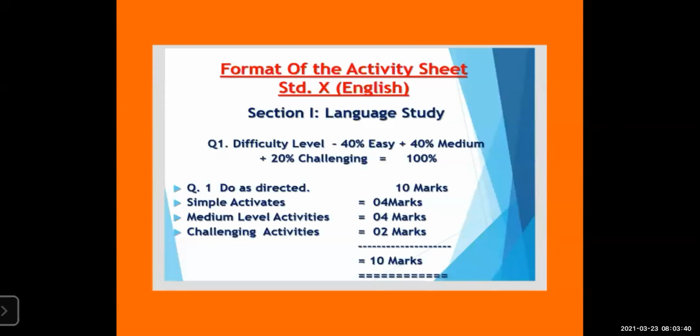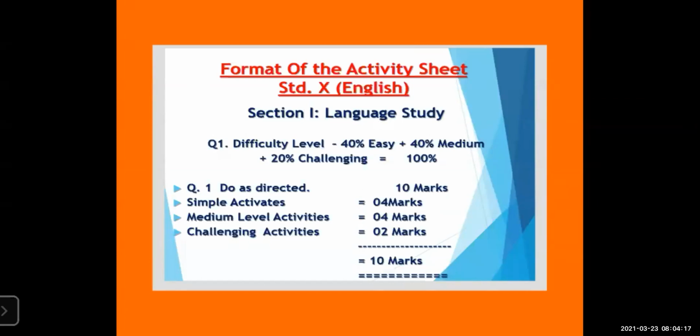In question number 1A, simple activities are there for 4 marks. 6 are given, and from that you have to solve any 4. You can solve all 6 also if you feel any question is difficult, or if you feel your answer to a particular question will be wrong. All are easy. Without wasting time, in 1 minute you can solve all of them.